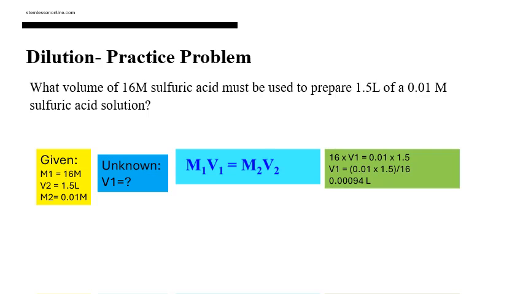So when you solve it, we will get 0.00094 liter. And if you convert it into milliliters, it will be 0.94 milliliter. You do not have to convert it into milliliters here because the volume given in the question is in liters. So we just keep it in liters. So that's how we can solve a dilution question.